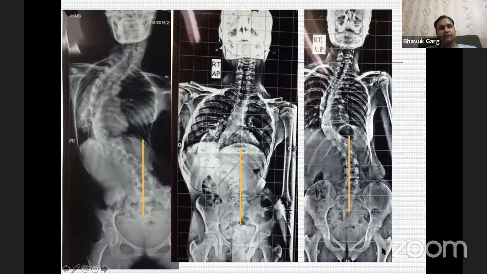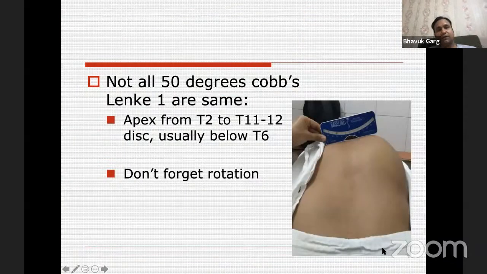Now, if you look at these curves, they all are Lenke 1. The reason is that the apex of the Lenke 1 varies from T2 to the T11-T12 disc, and usually it is below T6. So this is the most comprehensive and the largest group among all the Lenke types, because its apex varies very widely. And one should not forget the rotation, because if you look at the 50-degree Lenke 1 curves, they may all differ in their rotations as well. The rotational component is missing from the Lenke classification. It forms an important part, because as you keep following your patients and measure the rotation at different intervals, the rotation may keep on increasing, but the Cobb angle remains the same.